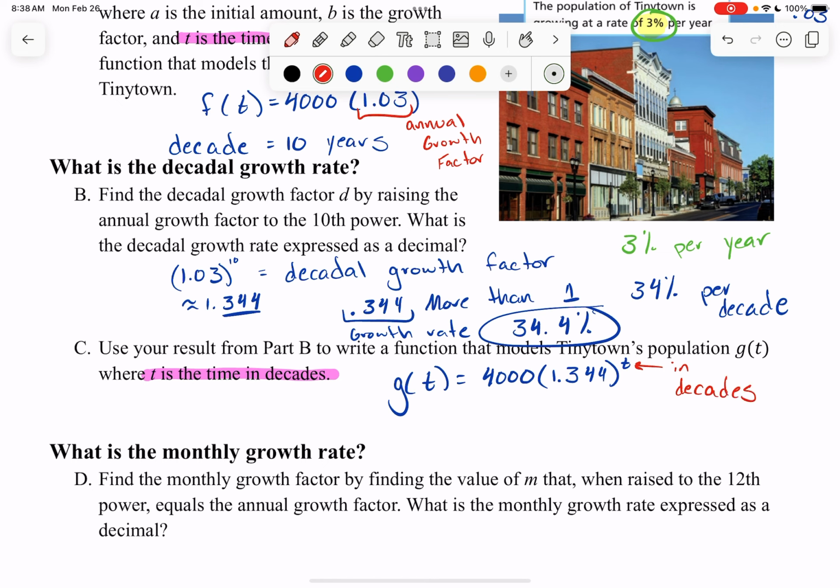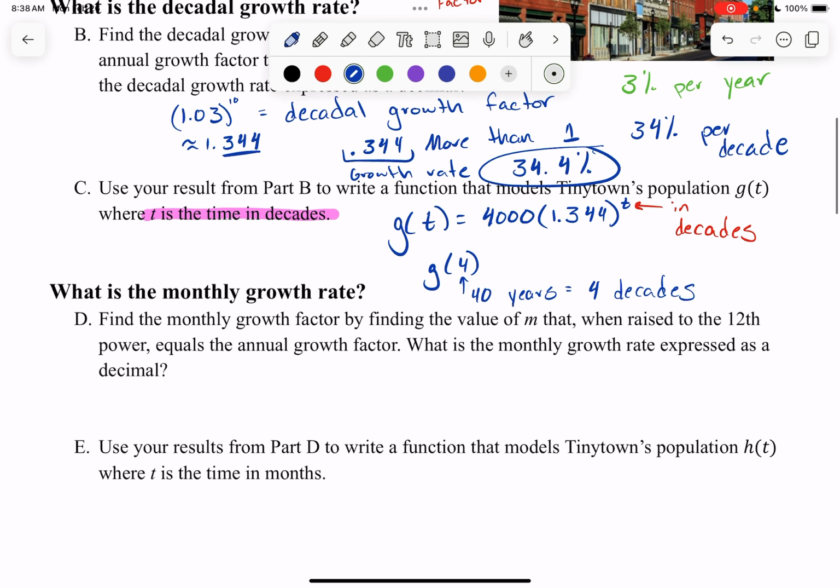So this will tell me what's the population at 10 years, 20 years, 30 years, but I put in just 1, 2, 3. So if I'm looking for g of 4, this 4 is actually 40 years because that corresponds to 4 decades. Okay, so it's just a way of analyzing what happens as we're looking at larger chunks of time, decades as opposed to individual years, if this model was to hold.